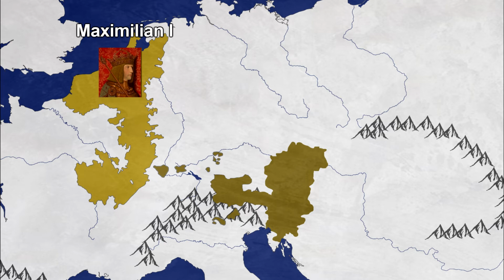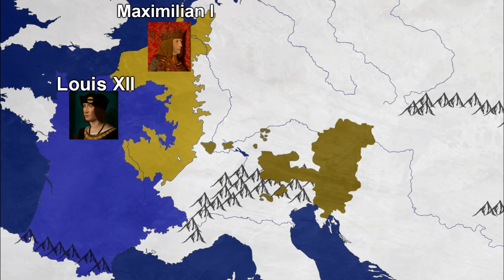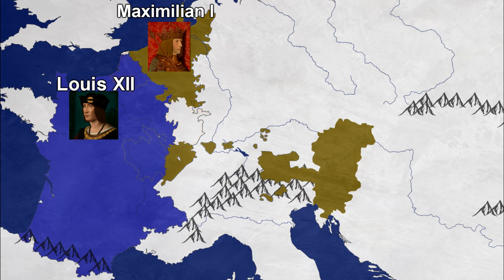Maximilian wanted to secure Burgundy for his son, but guess who didn't like this? The King of France. He also had connections with the Burgundian ruling family, and didn't like the Habsburgs expanding so close to his kingdom. So they had a big war to decide who will inherit Burgundy. In the end, they came to an agreement. The Habsburgs will take the Low Countries and the French the rest.